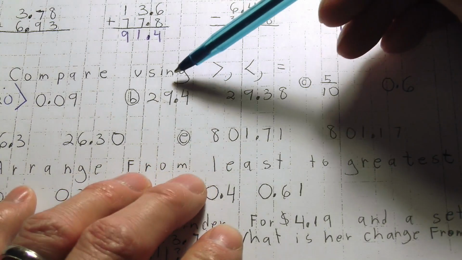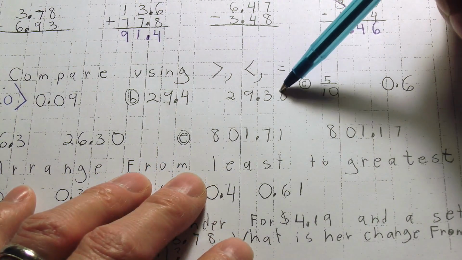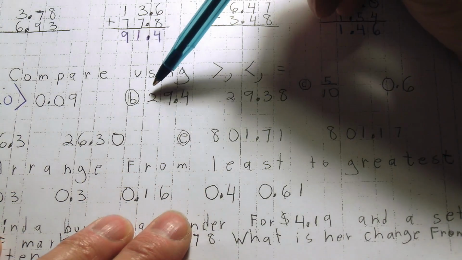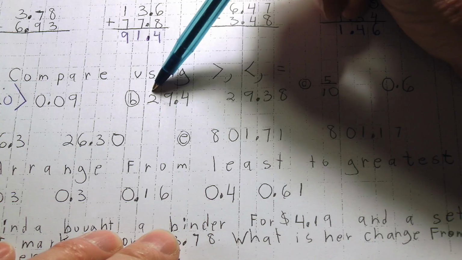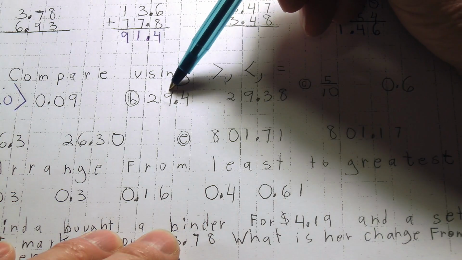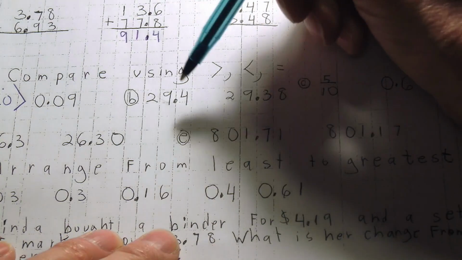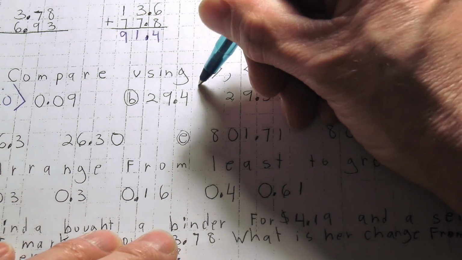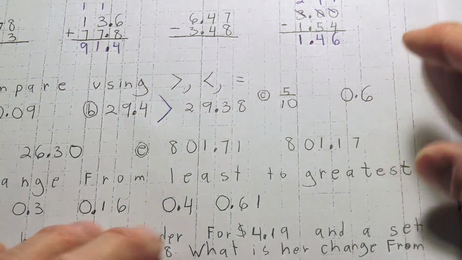Looking at this one, 29.4, 29.38. You can probably see the answer right away. It's good to compare each place value in turn. 2, 2, 9 in the ones column, 9 in the ones column. I see 4 tenths, 4 rods, 3 tenths. Therefore we know that this one is greater.